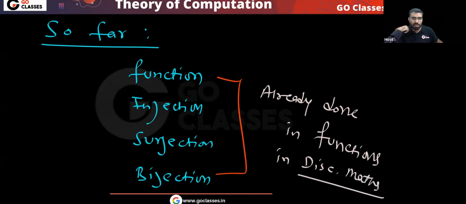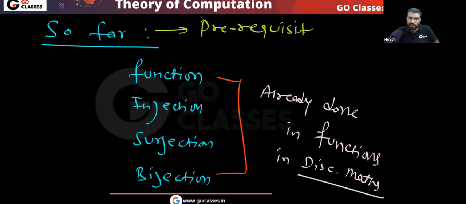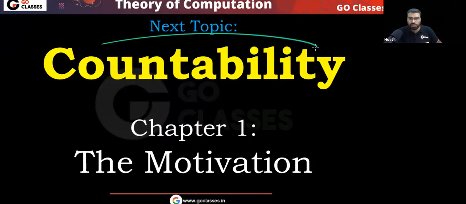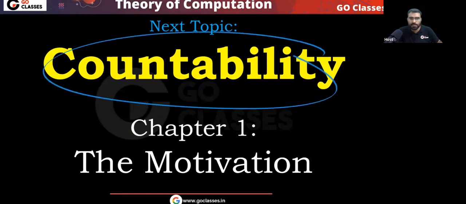Okay, so now we will start the chapter. Whatever we have seen so far was prerequisite, and every prerequisite that is required, I have covered. Comfortable, right? Now let's see the actual chapter, that is countability. Let's see chapter number 1, that is motivation. What is the motivation to study this chapter? What is this chapter about?